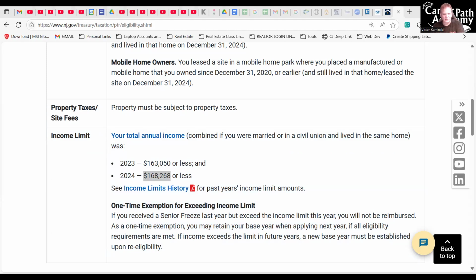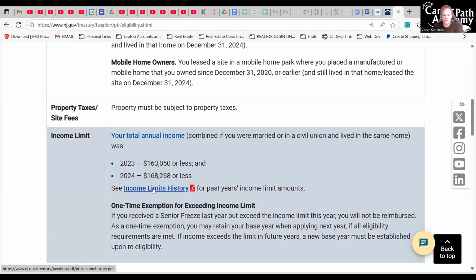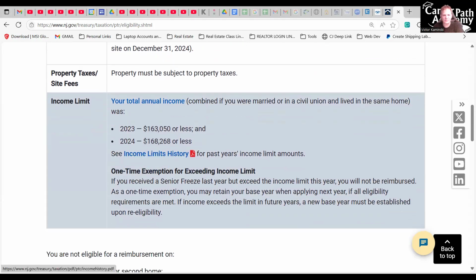Let me go update that in the notes. So that amount, like I said, it varies each year. It changes, those income limits. You can see the history of income limits from the previous years. Here, the previous year was 163,050. For 2024, it's 168,268. As long as the income does not exceed that limitation, they could qualify for the Senior Freeze.